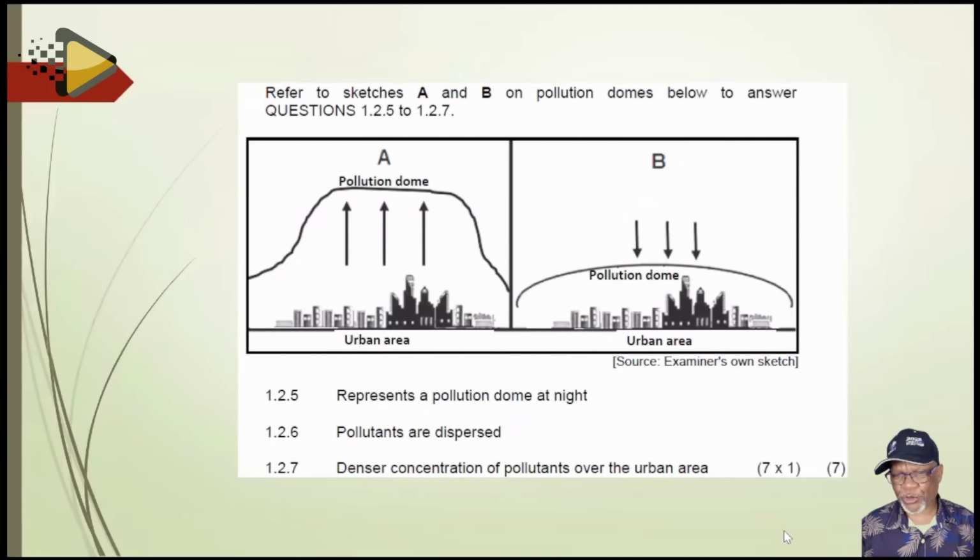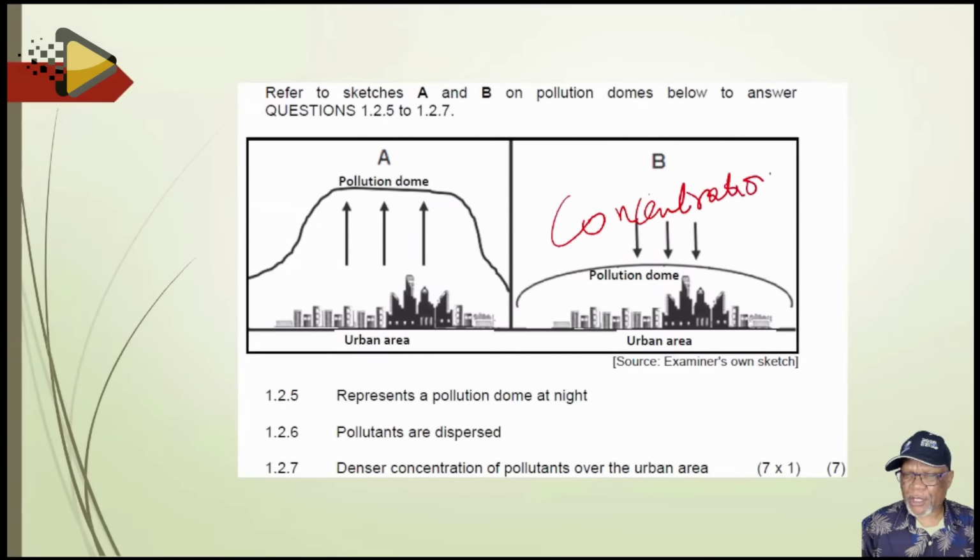We have a pollution dome during the night and a pollution dome during the day. The pollution dome during the day is higher because the temperatures are higher during the day and therefore the air is rising. But during the night, the temperatures are lower, so the pollution dome has more concentration. There is high concentration here, but here the concentration is lower because the air is rising and pollution is spread.